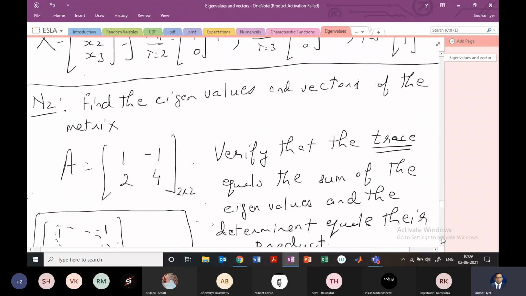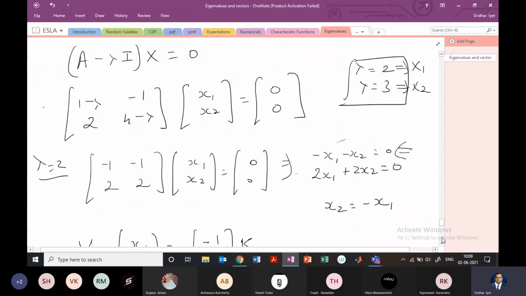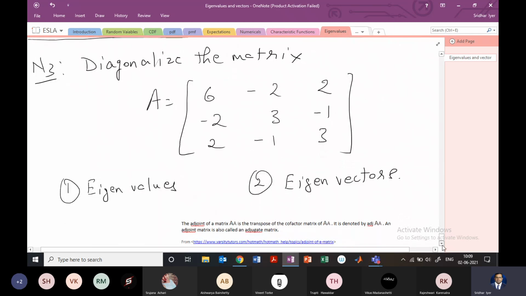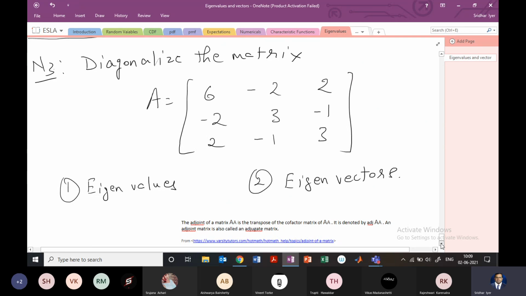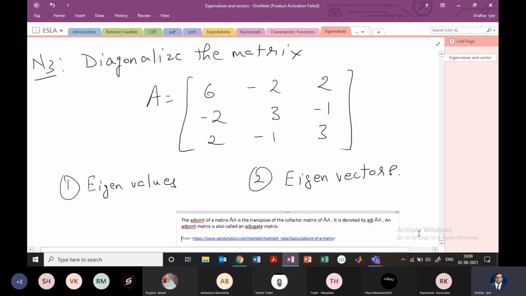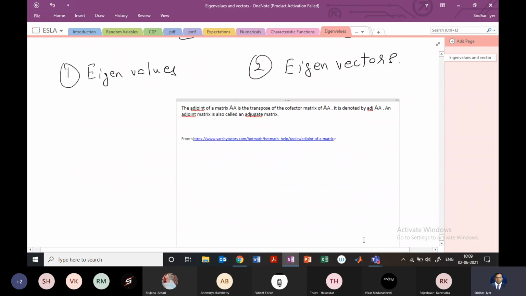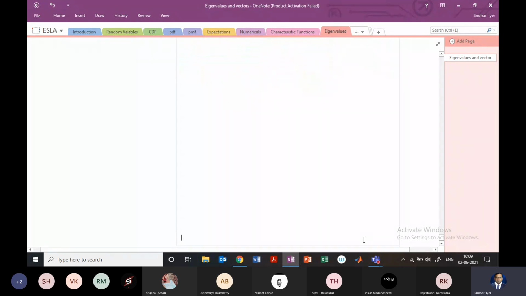Now what we want to do is take this concept and use it for other applications. One of the applications is to diagonalize the matrix. I had given you a problem to find the eigenvalue and eigenvector, and we'll discuss that in a second. First let's look at the theory part, and then I'll explain what exactly we are trying to do. We want to see the diagonalization of a matrix. I'll quickly explain the theoretical part and the process, and then we'll go ahead with the problem.